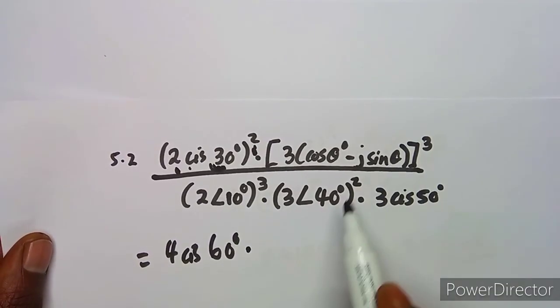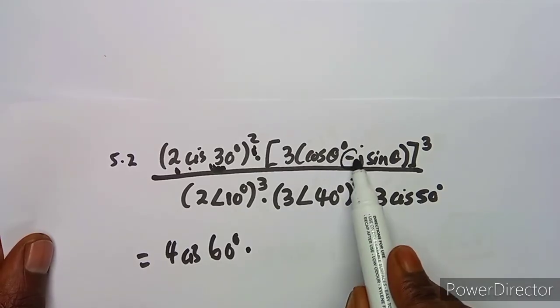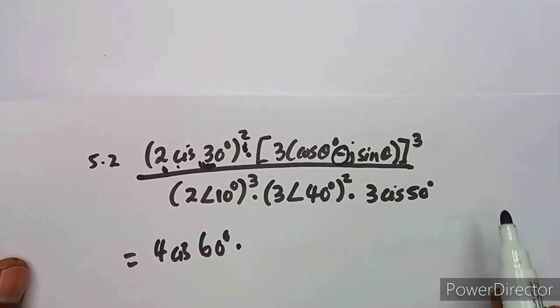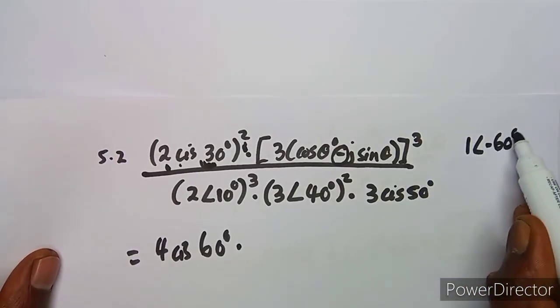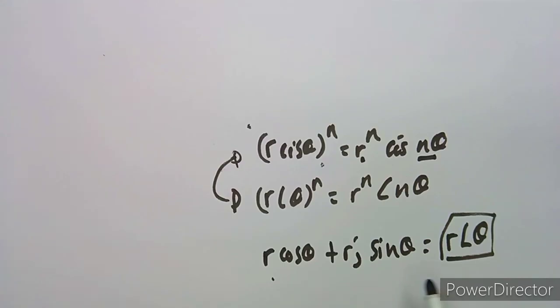All right, times here there is a minus. So when it is a minus, it means it was taken from one angle of minus 30 degrees, which is 60 degrees, like r angle of theta like this, or r cis theta.